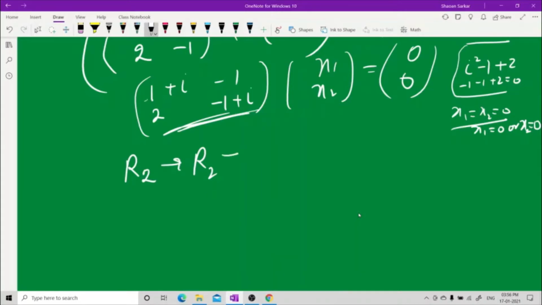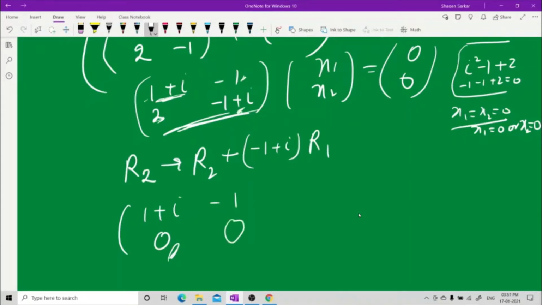So what I do is that plus minus 1 plus I, R1 I do. See, if I do this, what I will get, this will become 1 plus I minus 1. This will become 0 because this will now become minus 1, and this will become minus 1, that is minus 2 and plus 2 here. So this will give me 0. And here it will become plus 1 and minus I, when added with this will give me 0. I hope you've understood how this has been done. You can cross multiply and you can check it.